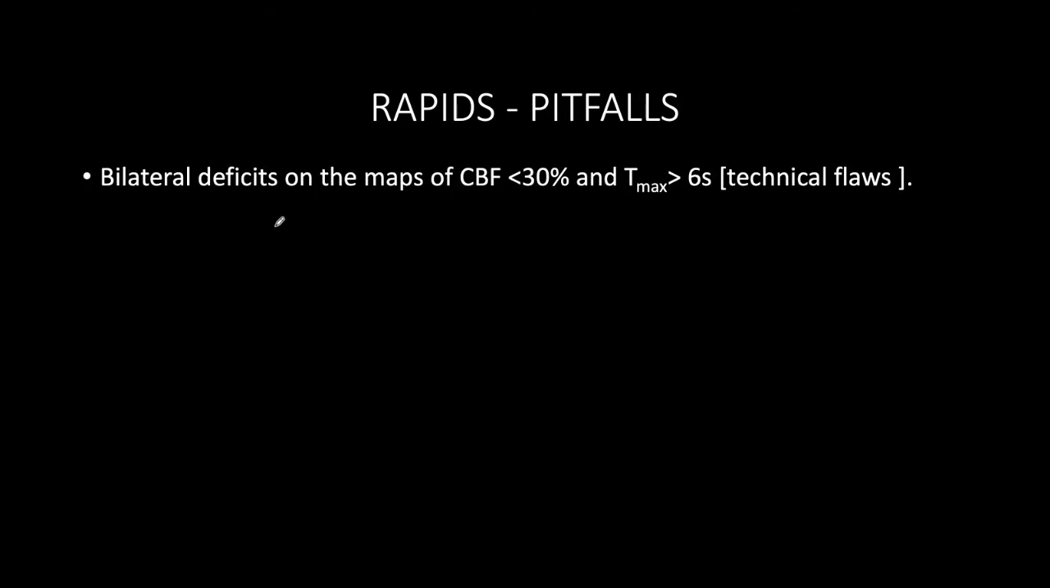What are some of the pitfalls? When you're looking at a study with cerebral blood flow of less than 30% and the Tmax calculated for more than 6 seconds, if you start seeing bilateral defects, if the patient really has bilateral defects on your MR, then that's a different thing. But if it is just supposed to be on one side, but your RAPID is showing both sides, beware. It could be a pitfall. You may or may not want to really pay attention to that.